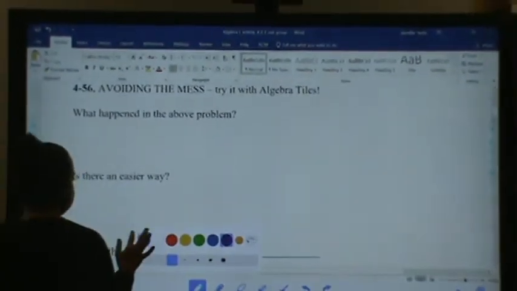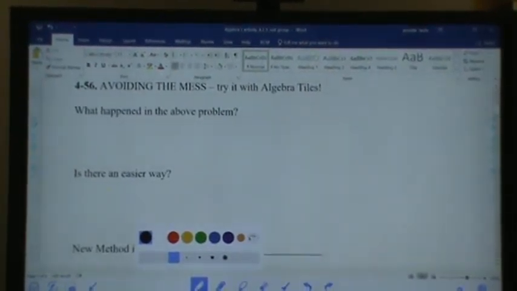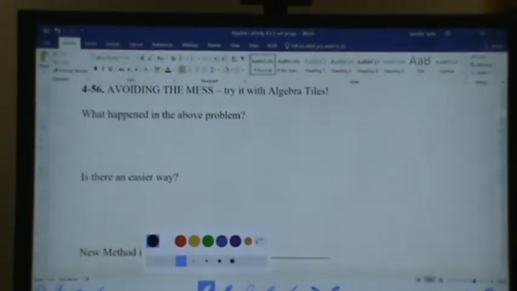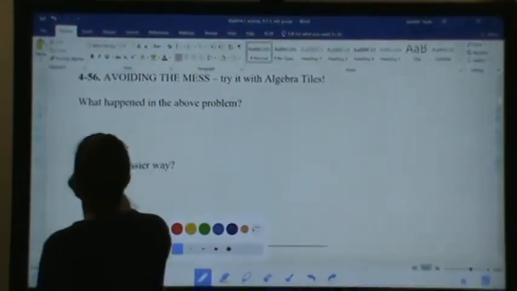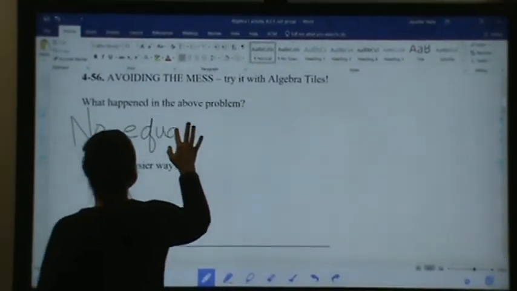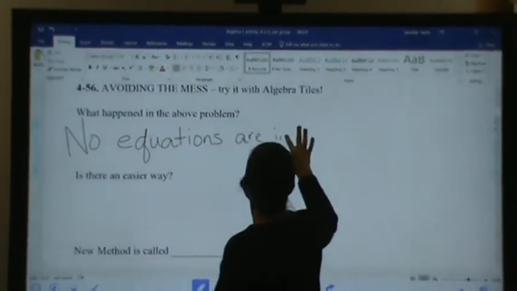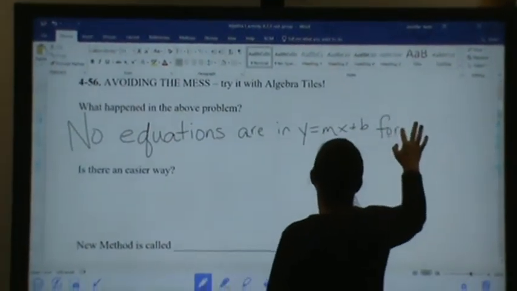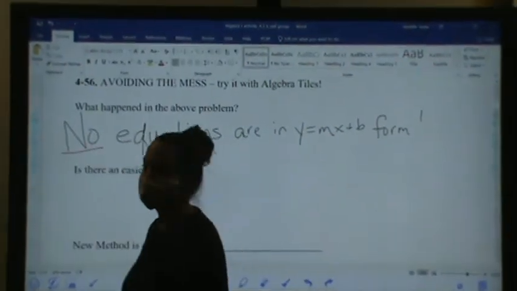Well, just like last week, are any of the equations in y equals mx plus b form? Before. Yeah, good, there's none. So, no equations are in y equals mx plus b form. And that is what makes equal value method more difficult.